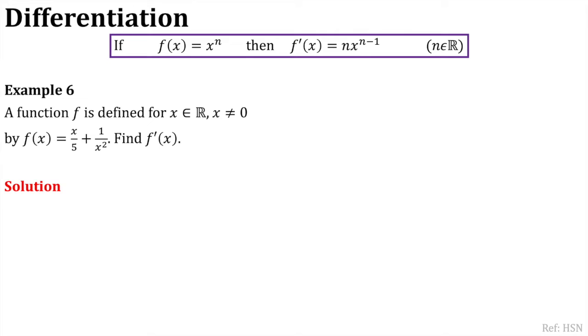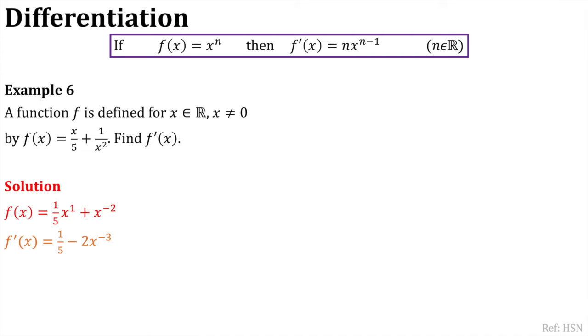Firstly we can express this as a fifth x to the 1 plus x to the negative 2. So we can see here that the fraction is a fifth and then we're multiplying that by x, and 1 over x squared is the same as x to the negative 2. Now differentiating this, f dashed of x will be equal to 1/5, and x to the negative 2 is the same as negative 2x to the negative 3.